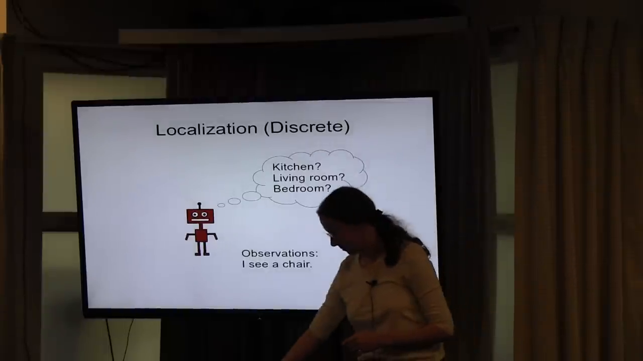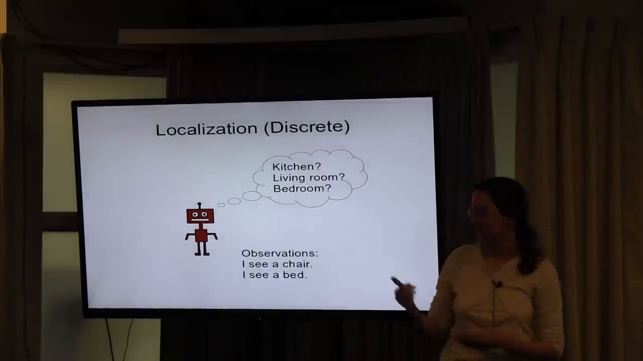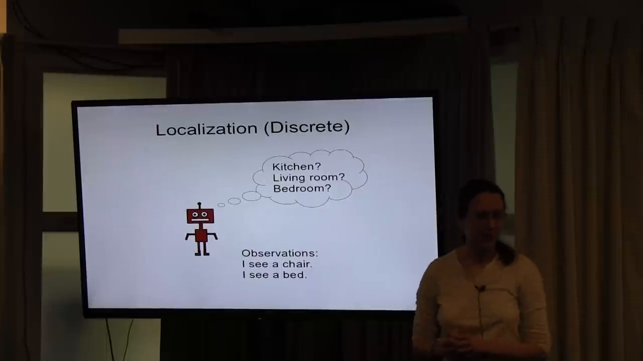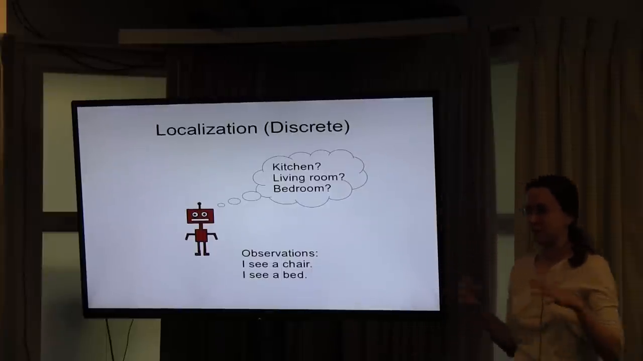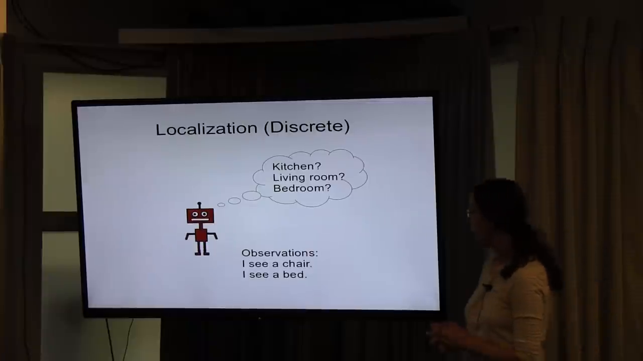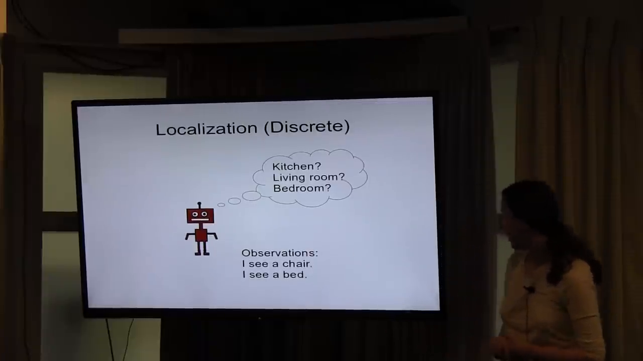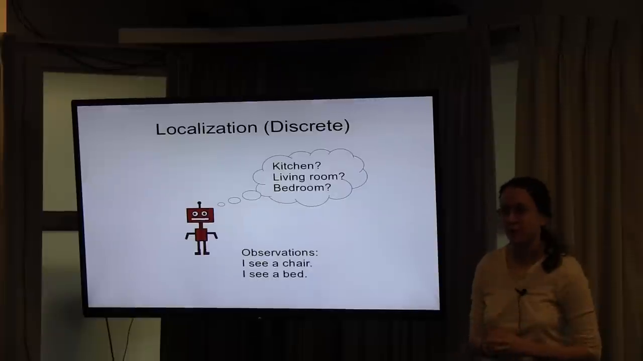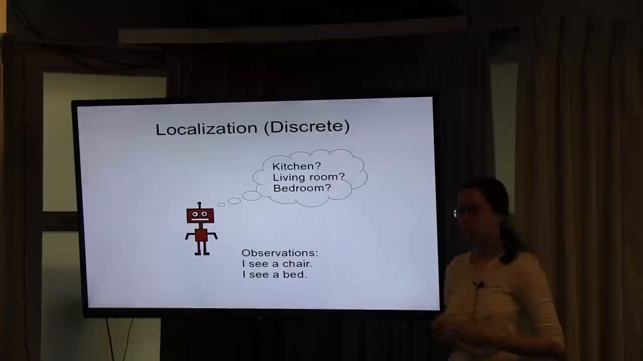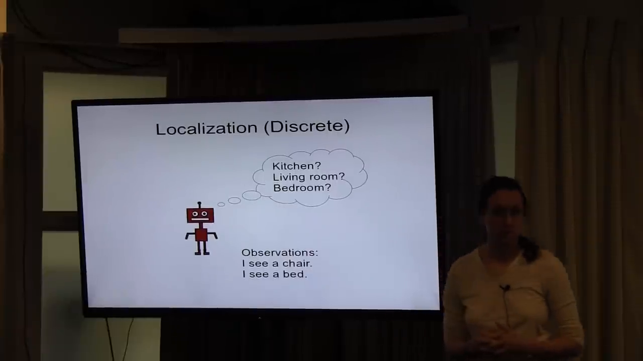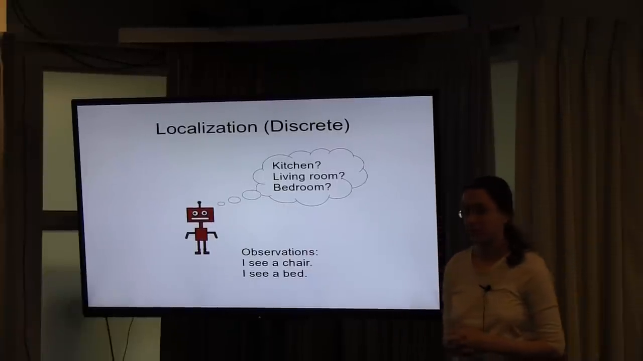Now, here's another one: I see a bed. That might give you a little more information, right? Because it probably isn't a living room or a kitchen if there's a bed, just using our intuitions about the problem. But how are we going to combine these two pieces of information? If I know that I can see a chair, and I also know that I can see a bed, I somehow know more than if I just see the bed, right? So what will let me combine my knowledge about those two things? How can I do that?